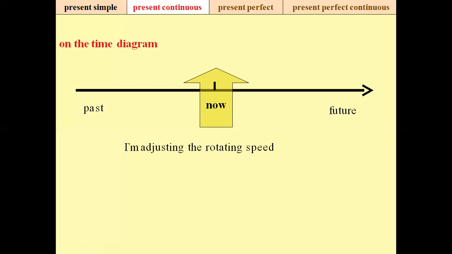And in the simple present tense we have seen that things which happen continuously or permanently, but not now, can be expressed only with the simple present tense.